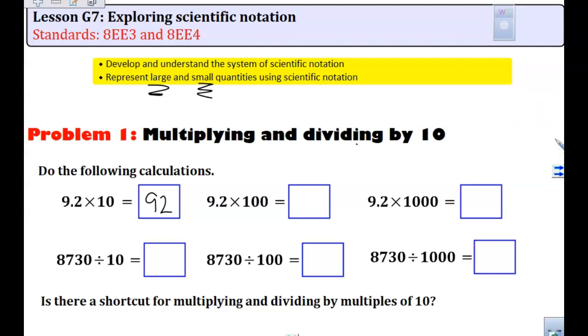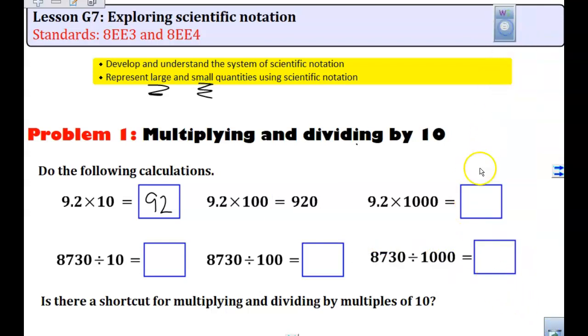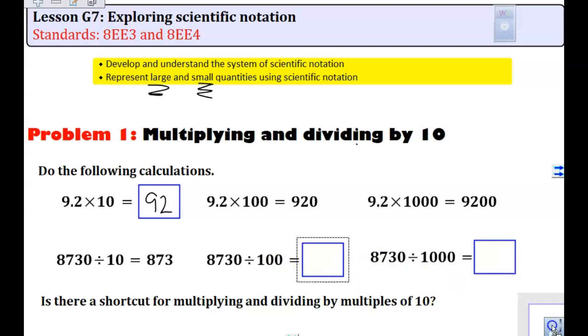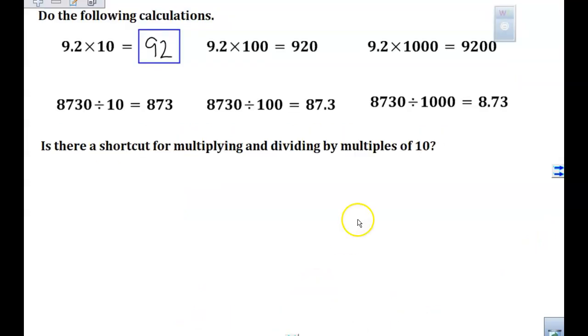So if I was writing in my answers as I am taking a look at this, hopefully yours were very similar. The next one should be 920. The third one, 9.2 times 1,000, should give me 9,200. When I'm dividing by 10, I should have had 873. I should have had 87.3, and the last one, hopefully, and maybe you did it using your calculator or not, was 8.73.